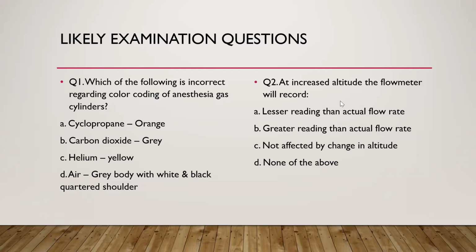Let's go to the second question. At increased altitude, the flow meter will record A, lesser reading than actual flow rate, B, greater reading than actual flow rate, C, not affected by change in altitude, D, none of the above.